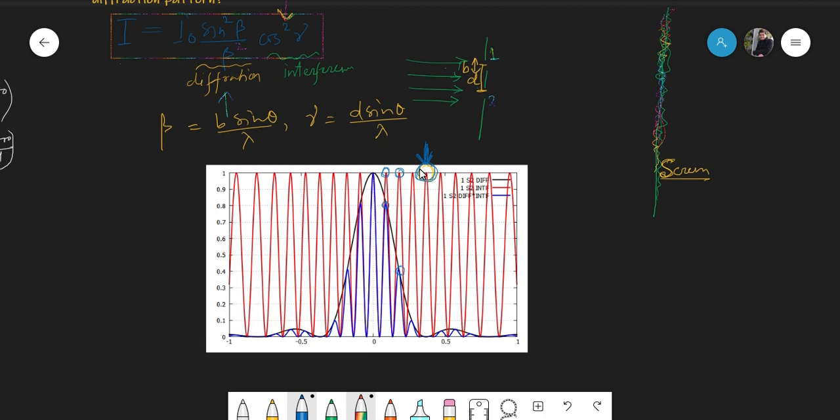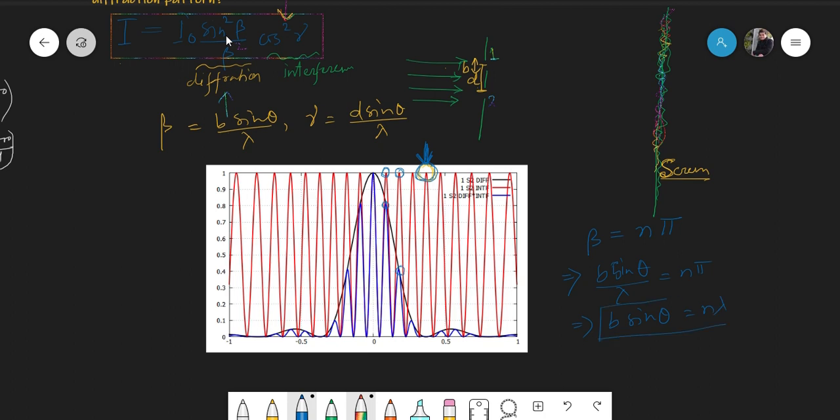So how to find that out? You have to first find out what these orders are, and then which order of this diffraction minima becomes equal to the interference maxima, and as a result, the resultant blue curve has a minima. So let's proceed. To get the diffraction minima, this beta must be equal to n pi. Then sine square beta would become 0. So that would give us this diffraction minima here. So the first condition is beta is equal to n pi. And this would give us b sine theta is equal to n lambda.